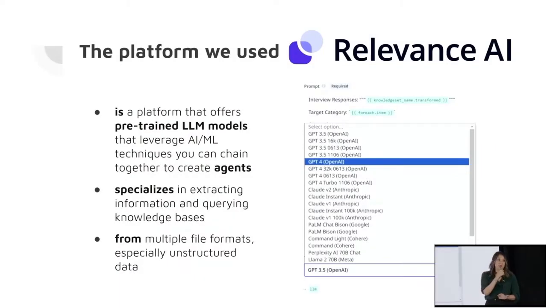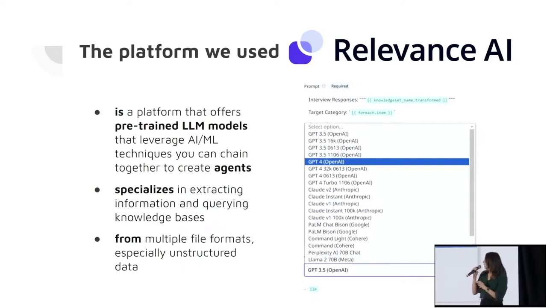So how do we do this? Well, we use a platform called Relevance AI. They're a relatively young company based out of Australia. And this is really helpful for us because we are not a team of programmers. I'm a researcher. I'm not a technical person.